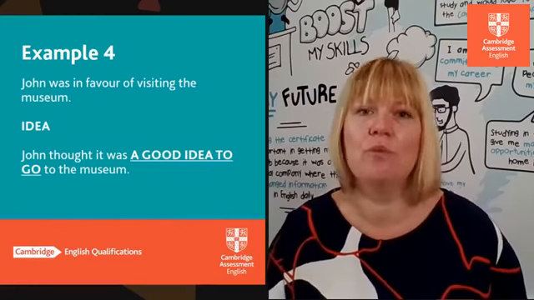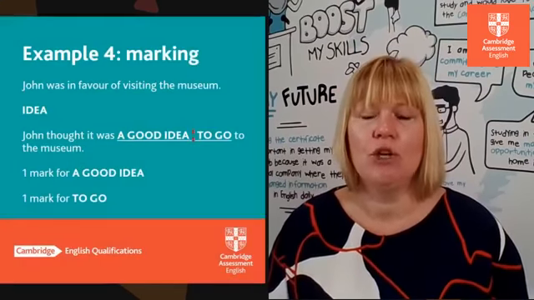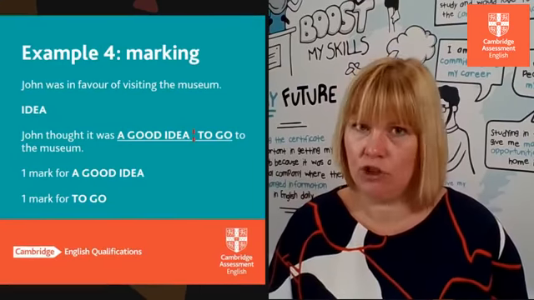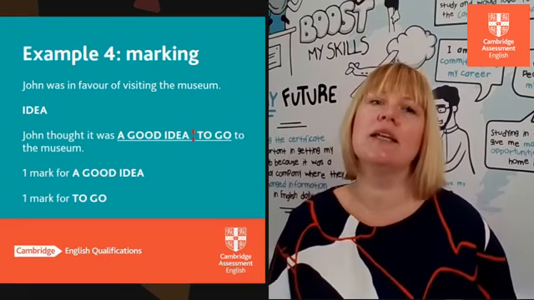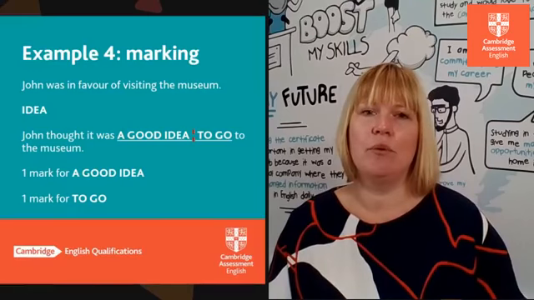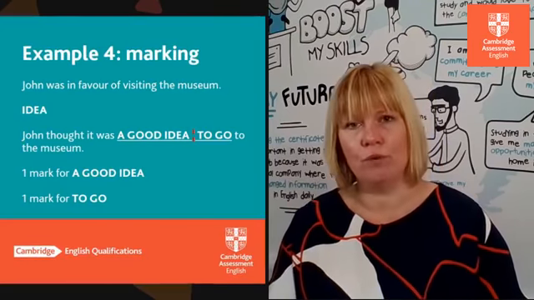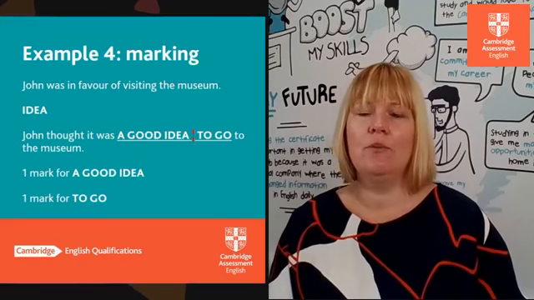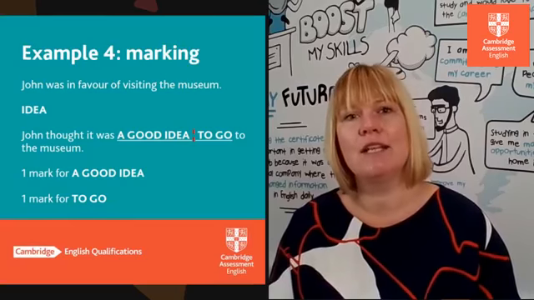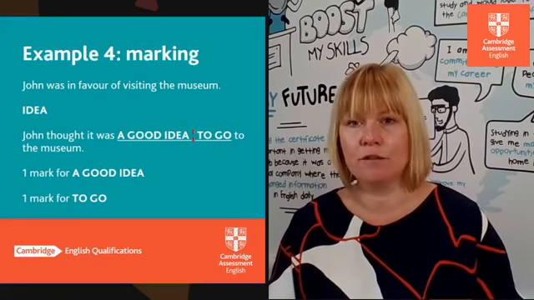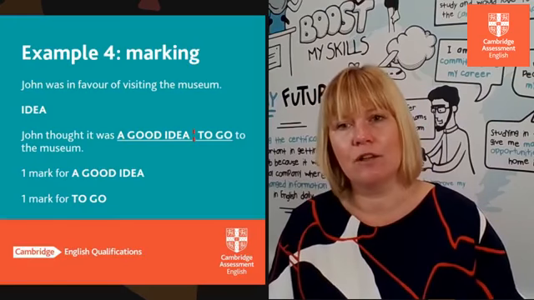I would like to show you with this example how we mark this question. Okay, you can get 2 points for each question in the sentence transformation. In this particular example, you would get a point for a good idea, and you would get 1 mark for to go. Okay. The way we divide it up is there's always a part that contains the keyword, and you will get 1 mark for that if you get it correctly. And then you get 1 mark if you get the rest of that answer correct as well.